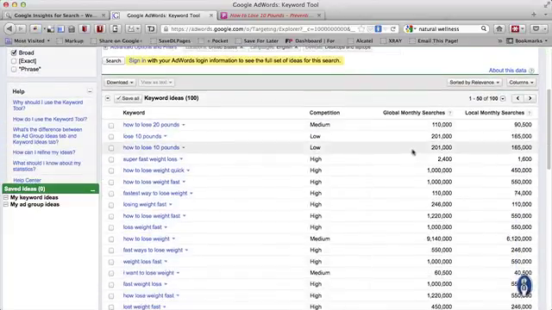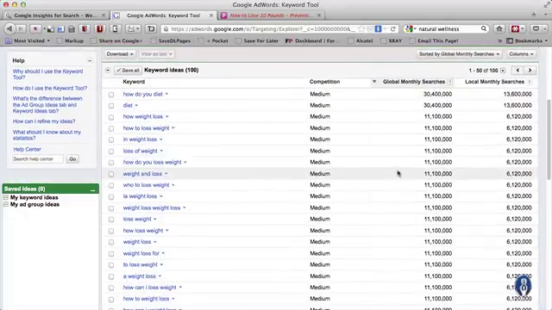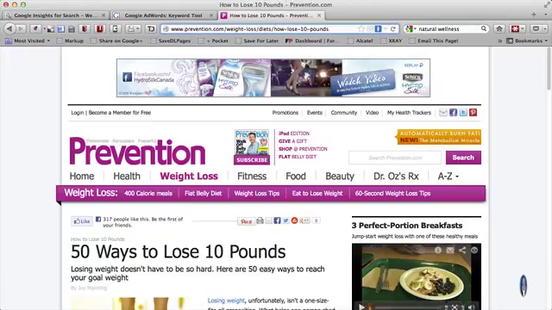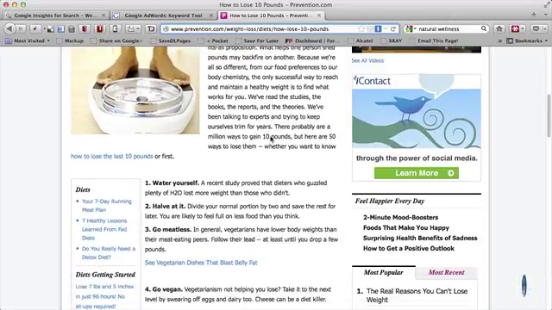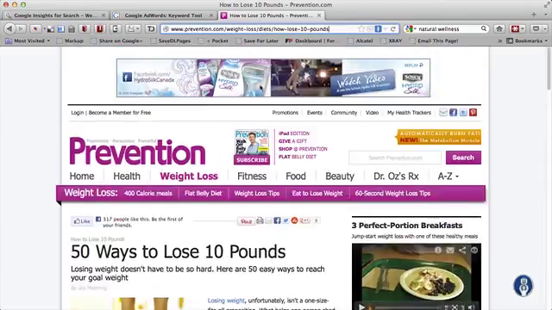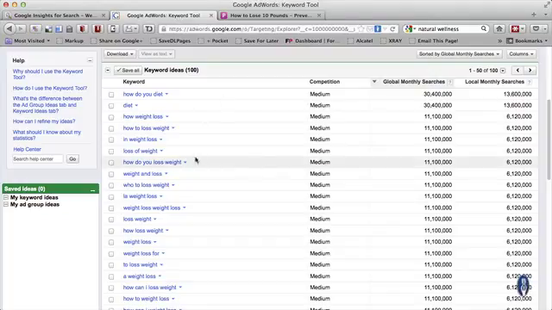Okay, and now what you're looking for here is, if you click on global monthly searches, it's going to sort in descending order from the most frequently, the most active to the least active searches. And so what you're looking at now is all of the other terms related to losing weight that Google thinks this site is optimized for, particularly this web page. So it's telling you that if you want to optimize for the keyword phrase lose weight or lose 10 pounds, you might also want to be interested in optimizing for all of these other keywords.